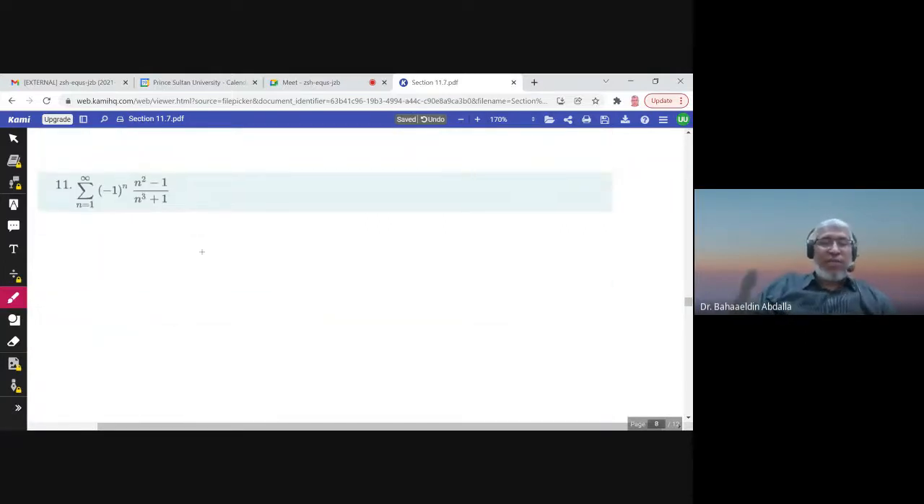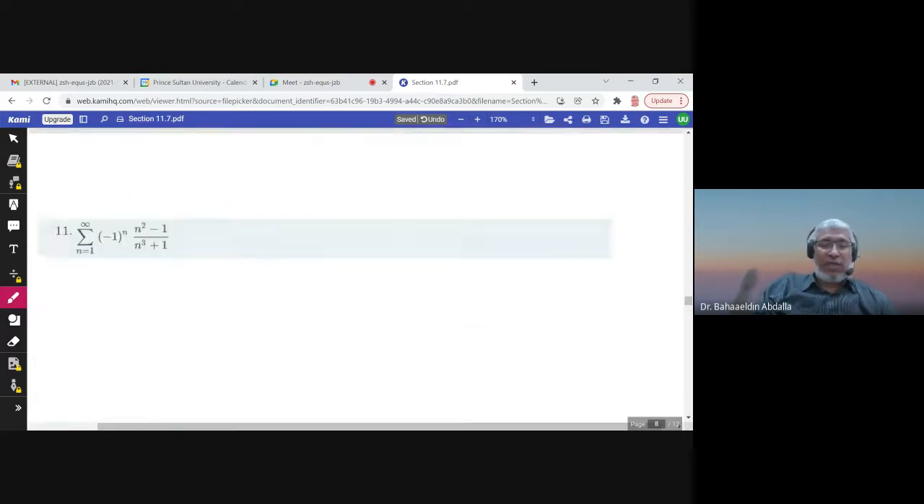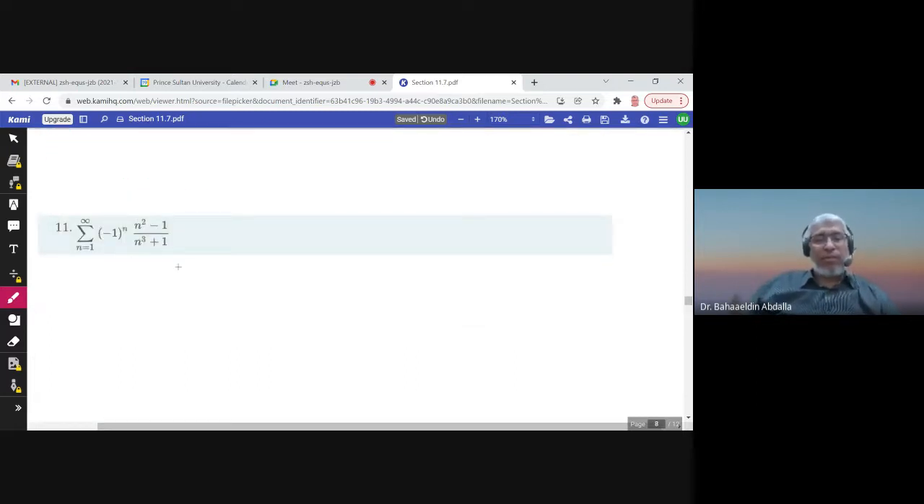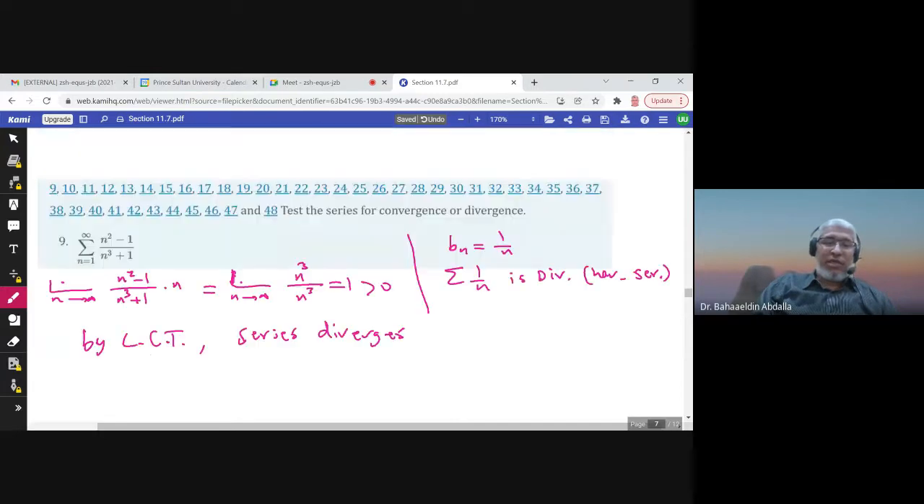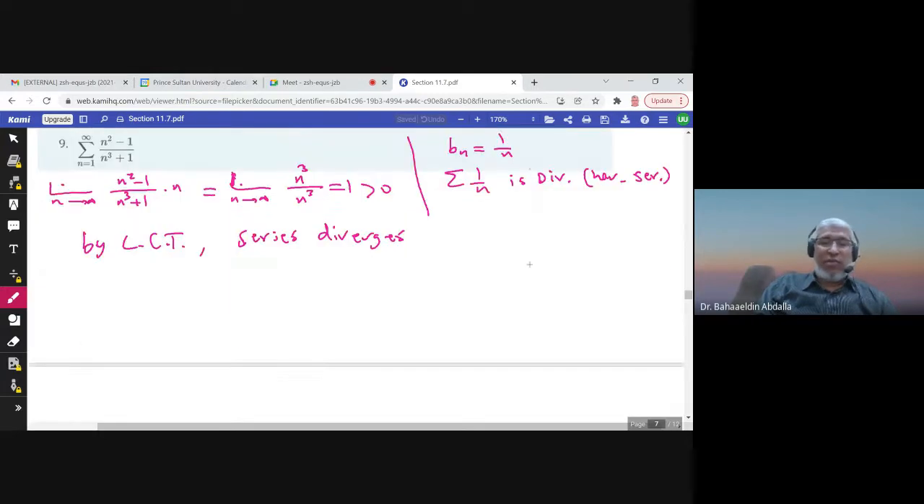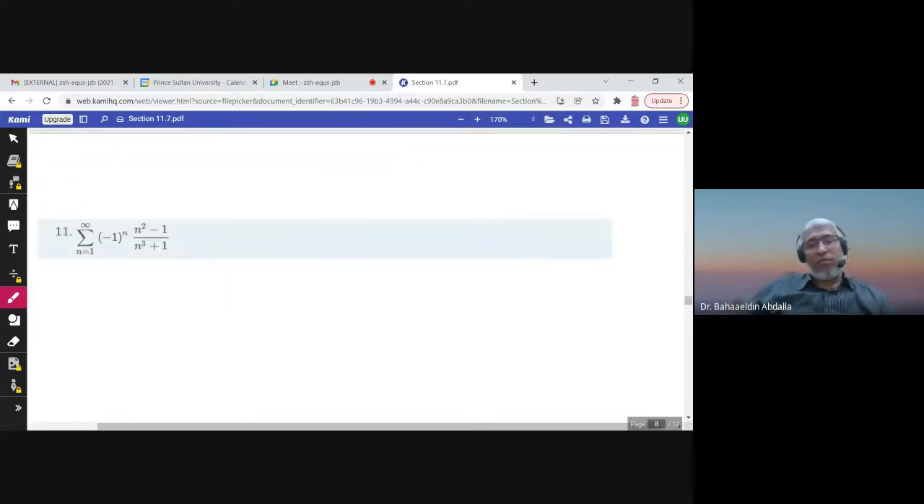Here I have the same series, but I have negative 1 to the power n. So if I take the absolute value, I'll get this series, and I know it's divergent. So this series is not absolutely convergent, okay? But it could be conditionally convergent.